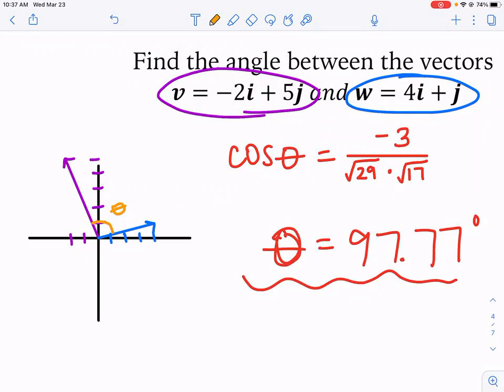Now, this formula will always give us an angle between 0 and 180. So it's always going to go for the closest angle. Technically, we have this angle in between vectors and this angle in between vectors. It's always going to give you the closer one. Okay.